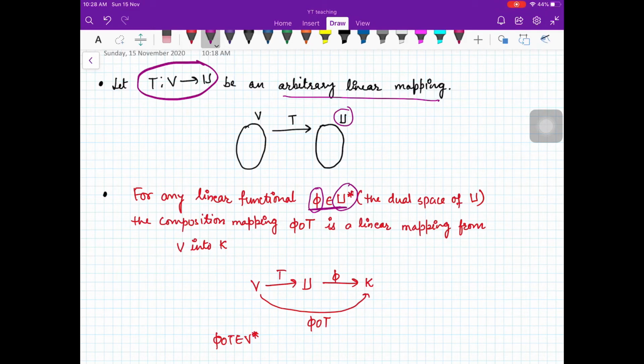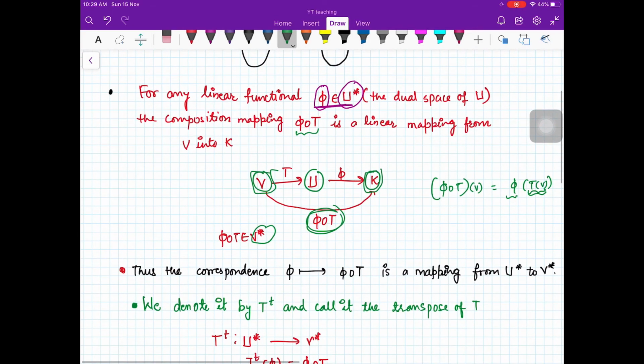Right, now you pick any phi from U star, and then your phi is from U to K, and then you define phi o T, which is a composition of phi and T. T is from V to U and your phi is from U to K. So what will be phi o T? Phi o T operating on any element v of V will be phi of T of v. So T of v is in U, then phi of T of v will be in K. So this phi o T is from V to K. V to K means it's a linear functional, so it is in V star.